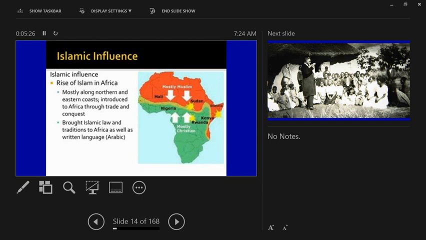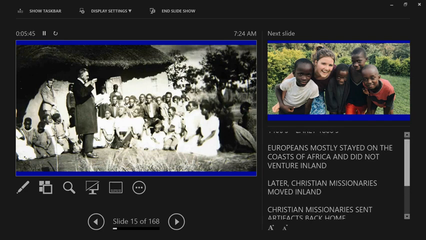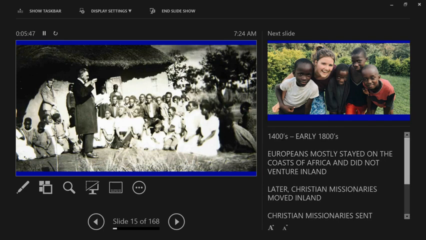But not only was Europe interested in obtaining the resources of Africa, but they were also interested in converting Africa to Christianity. So beginning in the early 1400s to the early 1800s, Europeans would come to Africa to spread Christianity.